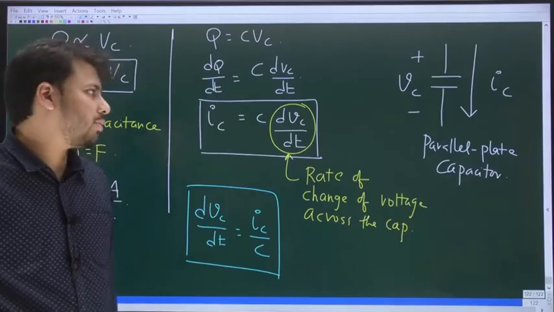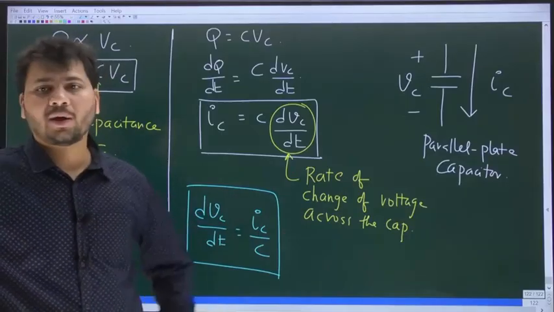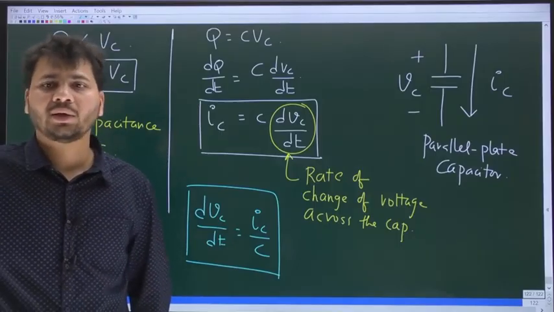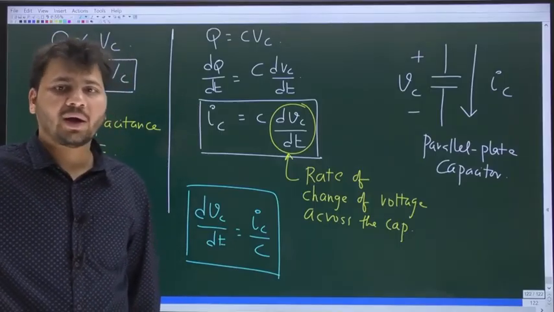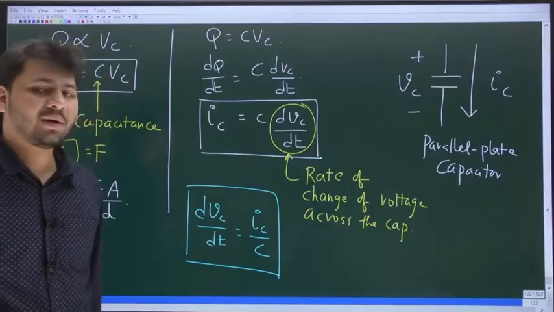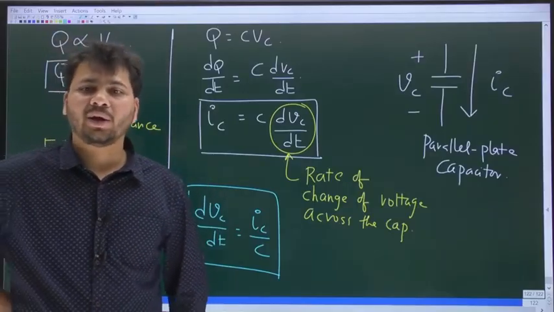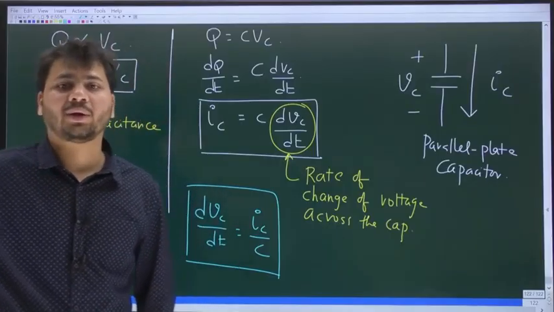Now my question is, what about this parallel plate capacitor? Is it a linear element or a non-linear element? How do you decide if any element is linear? The current must be linearly related to the voltage.